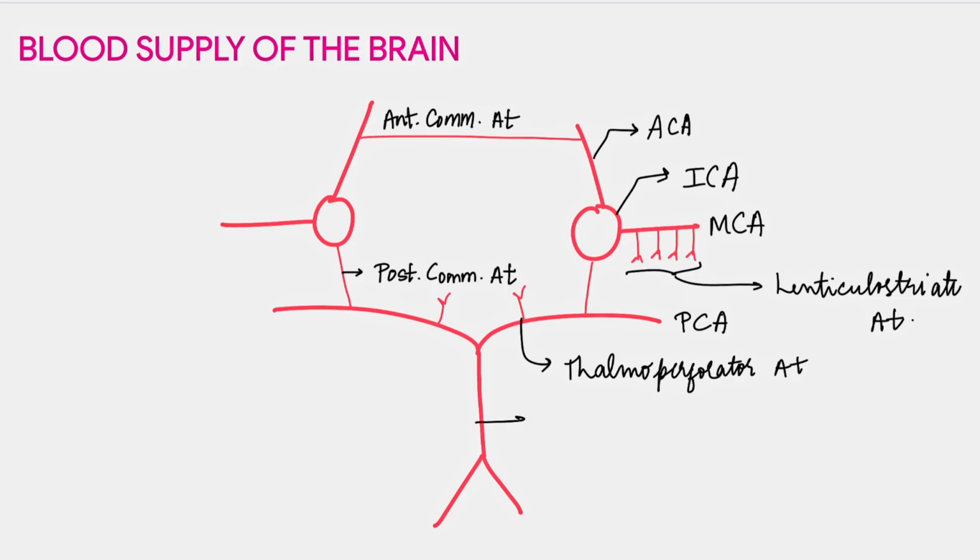This, of course, is the basilar artery. The basilar artery and the vertebral artery themselves give out very important arteries, but we won't be discussing them now. We'll discuss them in the next video when we're discussing brainstem strokes. This is the vertebral artery. Now, this is the circle of Willis.